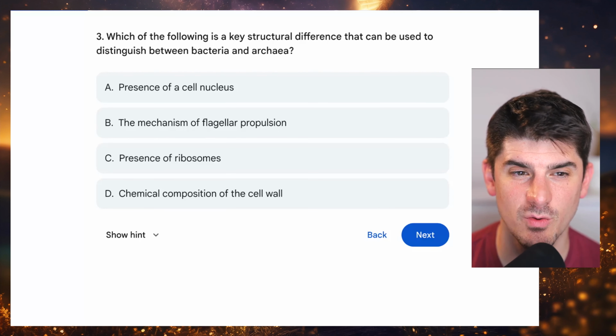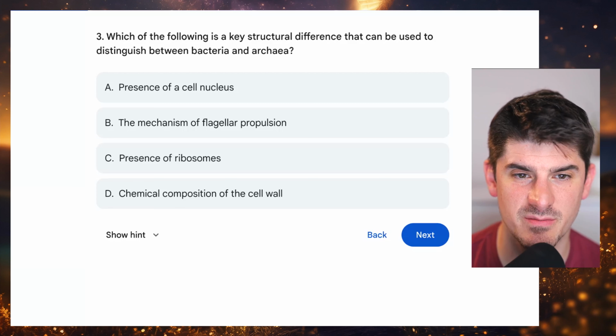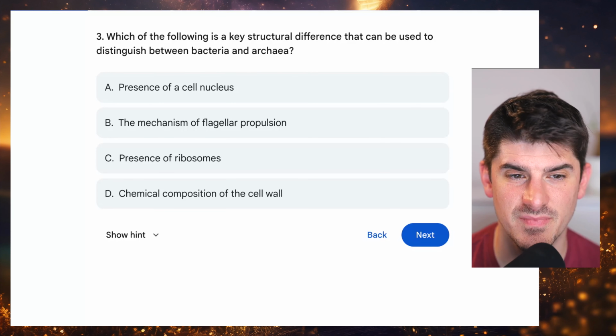Number 3, which of the following is a key structural difference that can be used to distinguish between bacteria and archaea? A. Presence of a cell nucleus. B. The mechanism of flagellar propulsion. C. Presence of ribosomes. Or D. Chemical composition of the cell wall.